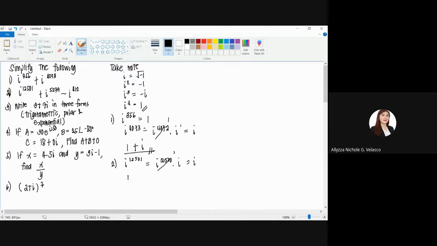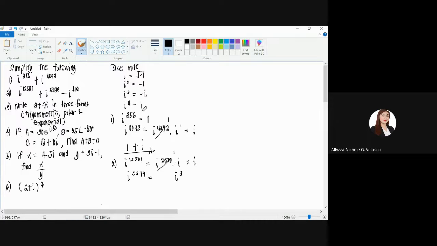Next is i raised to 5,279. 5,279 divided by 4 is 1319, with a remainder of 0.75. When we multiply 0.75 times 4, that is 3. So 3 is our remainder. So, i raised to 3.